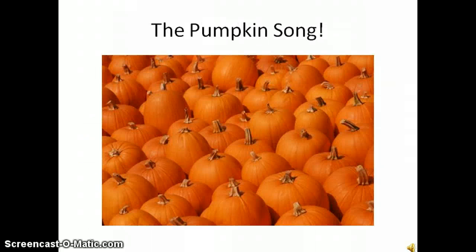This completes our lesson on a pumpkin's life cycle. I have included a little tune that you and your class can enjoy.